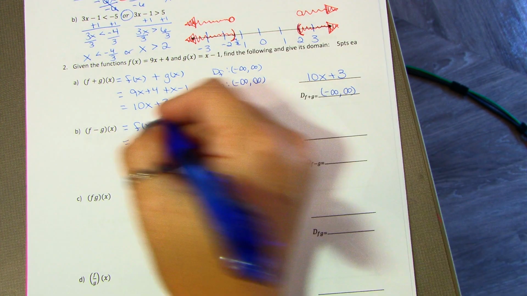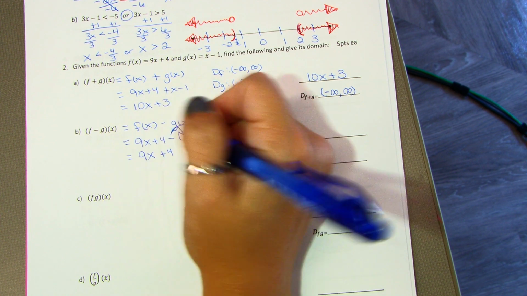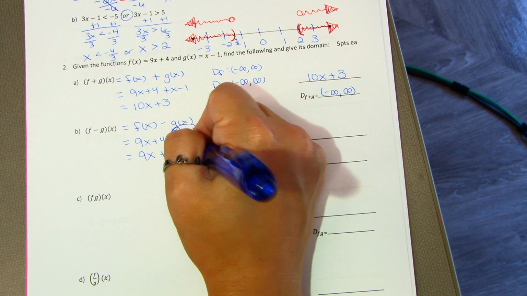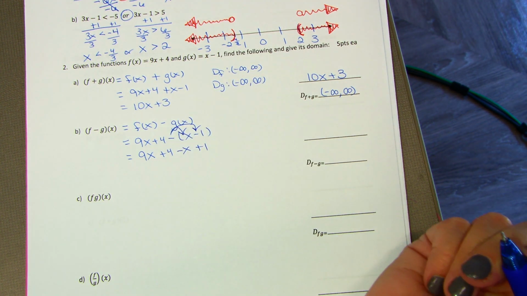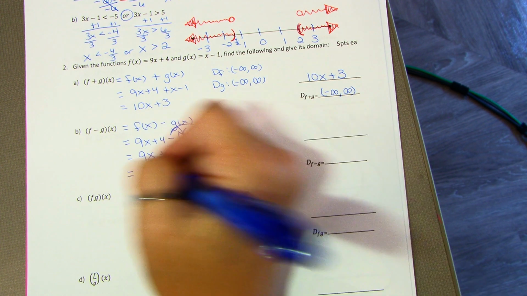That'll give me a 9x plus 4. Negative times a positive will give me a -x. Negative times a negative will give me a +1. Now I'm ready to do my combining the like terms. 9x minus 1x will give me 8x. 4 plus 1 will give me 5.